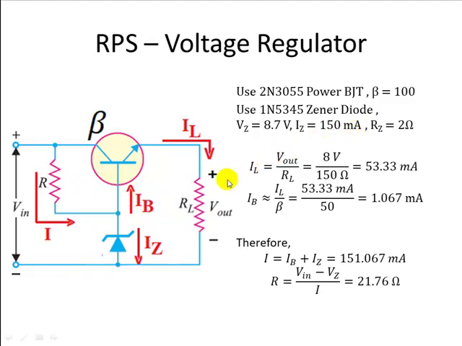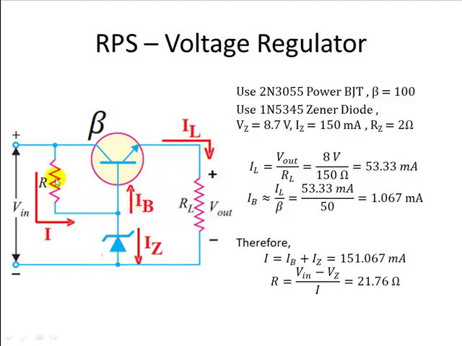So I'll start by calculating the load current that is required. So we know that Vout is 8 volt, that is the required voltage across the rated load. Rated load is 150 ohms. So I can calculate what is the current that is flowing through the rated load. So IL is Vout divided by RL. So substituting the values, I'll get 53.33 milliamp is the rated current that should flow.